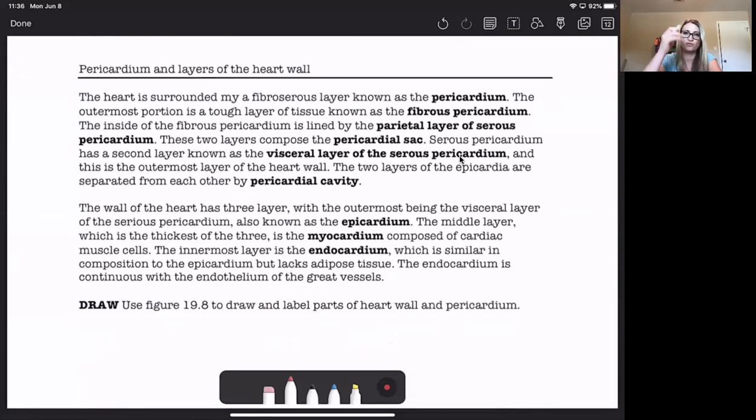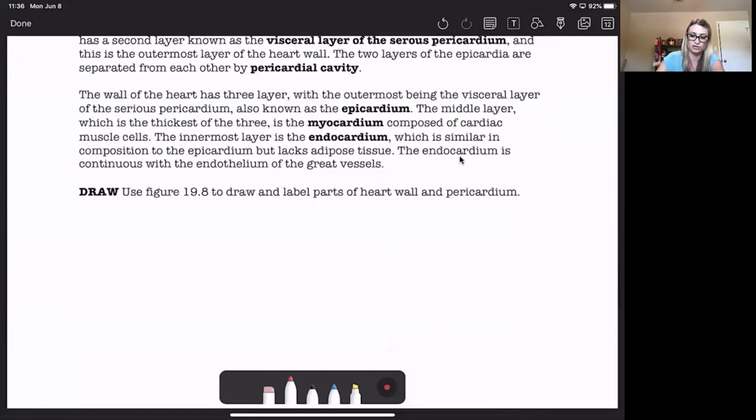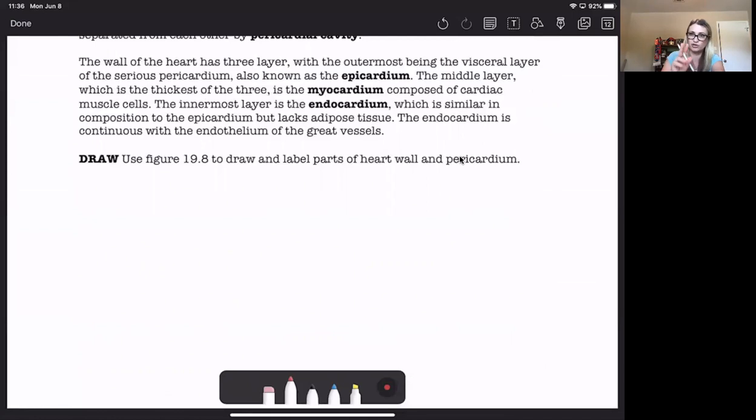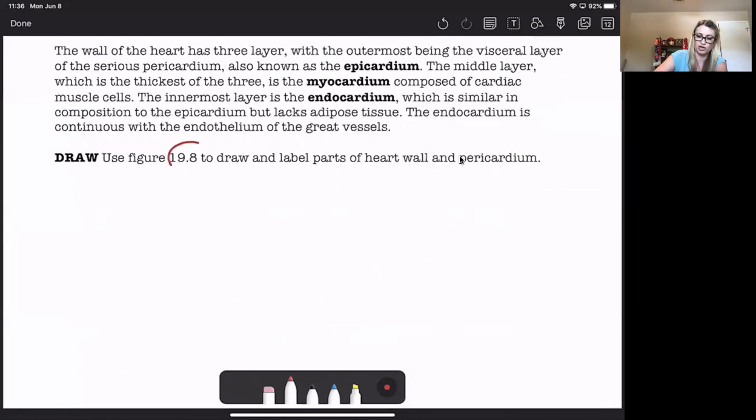Pericardium and layers of the heart. This is heart wall. This is where sometimes students get confused, because I'm asking you two things here. You're supposed to draw figure 19.8 in your textbook. So you find figure 19.8. I believe it has the internal structures of the heart, and then on the bottom, it has the layers of the heart wall.